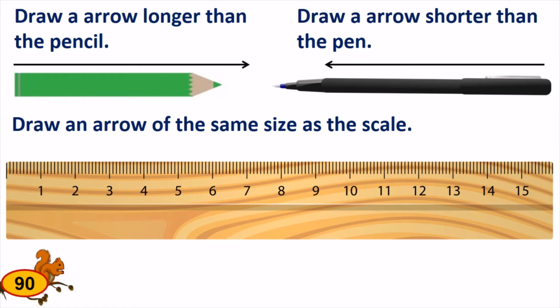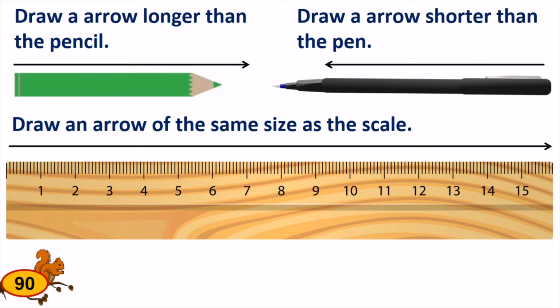Now next, you can see a scale. Yes, you have to draw an arrow of the same size as the scale. Now you can see the scale. You have to draw an arrow above that scale which is of the same size as the scale is. So you will draw an arrow like this, which is of the same size of the given scale.